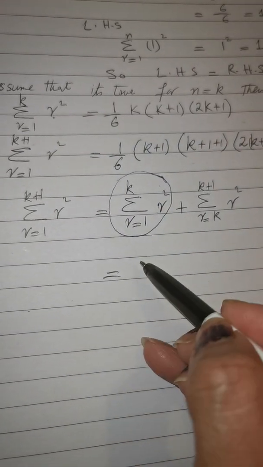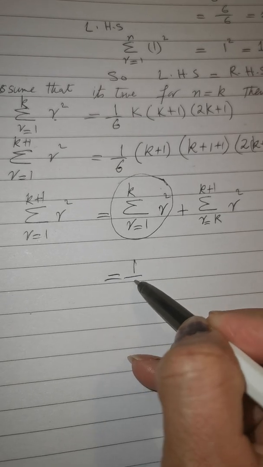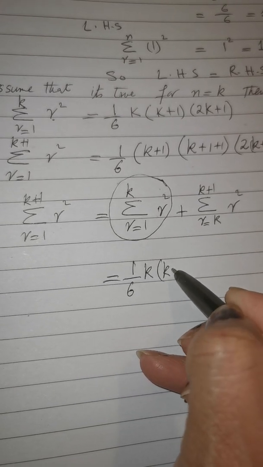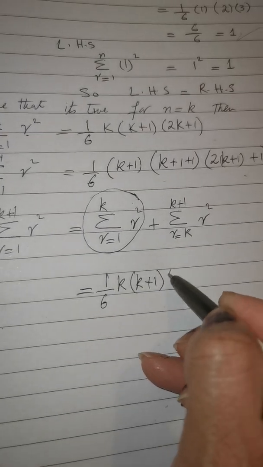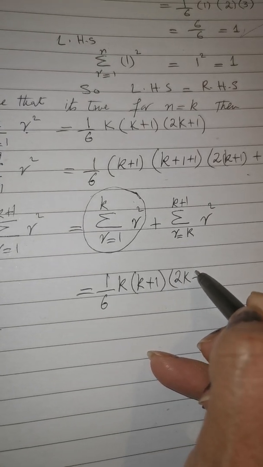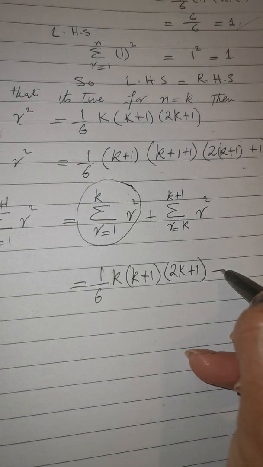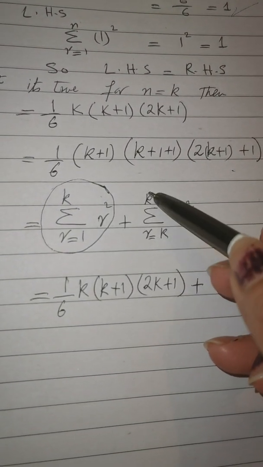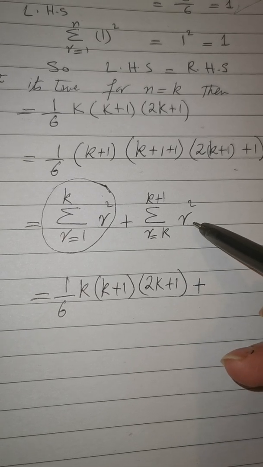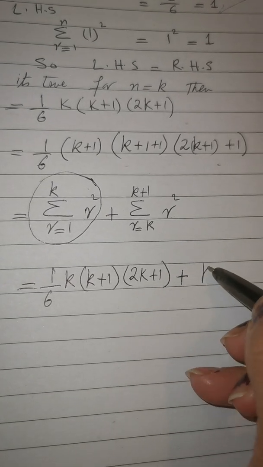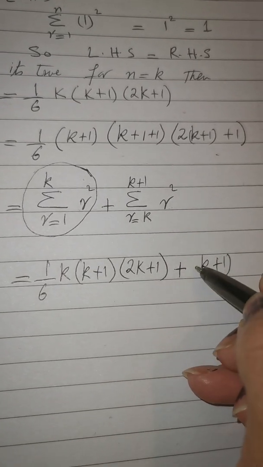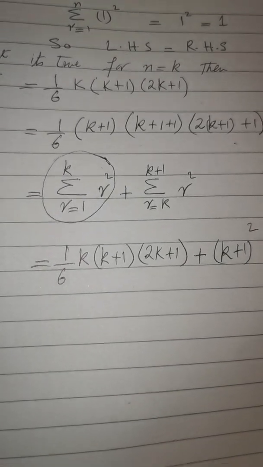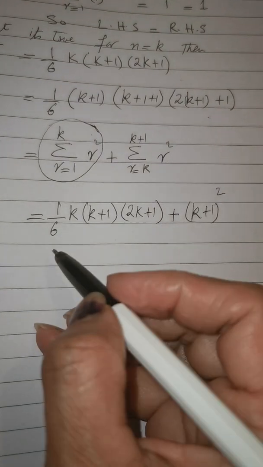Now in this case I can put its value which we have assumed. So I will put its value here. It will become 1 by 6 k into k plus 1 into 2k plus 1, plus, now when I put from k to k plus 1, the r value will be k plus 1 and we will take its whole square because it is given as a whole square. We will get this statement.